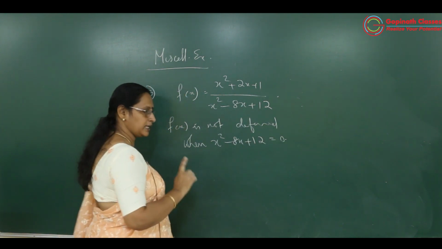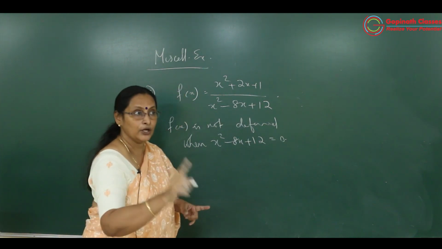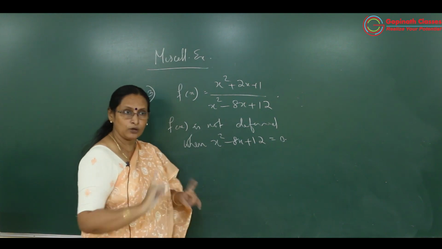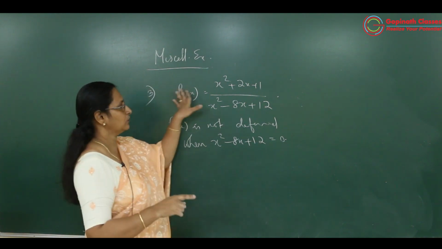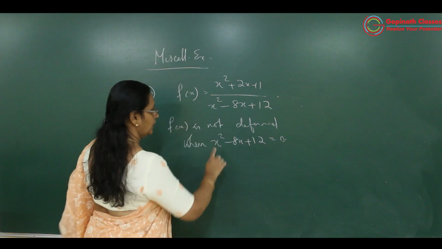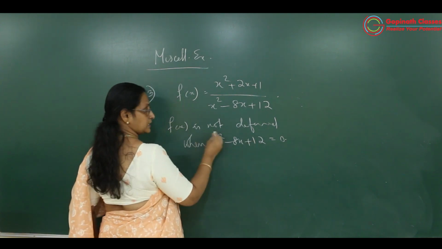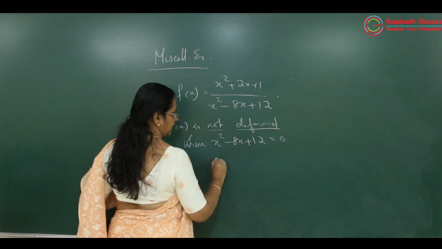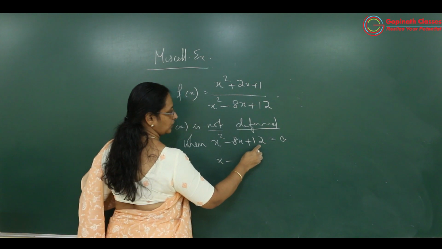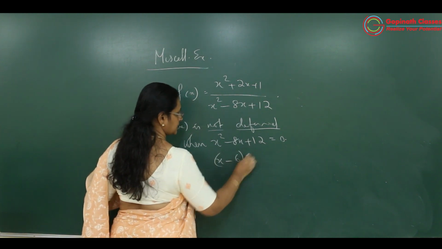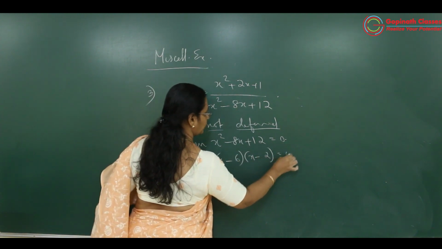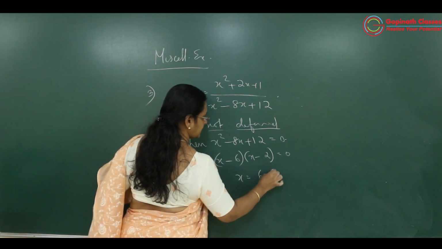That means x square minus 8x plus 12 not equal to 0. It cannot be equal to 0. If it is 0, then the function is not defined. Please understand, that means for the roots, (x minus 6) into (x minus 2) equal to 0. So x is equal to 6, x equal to 2.